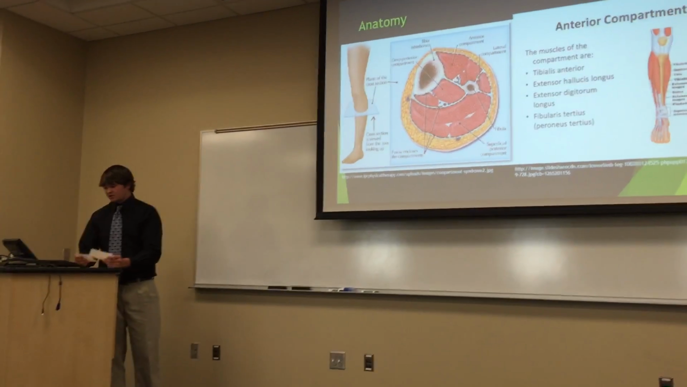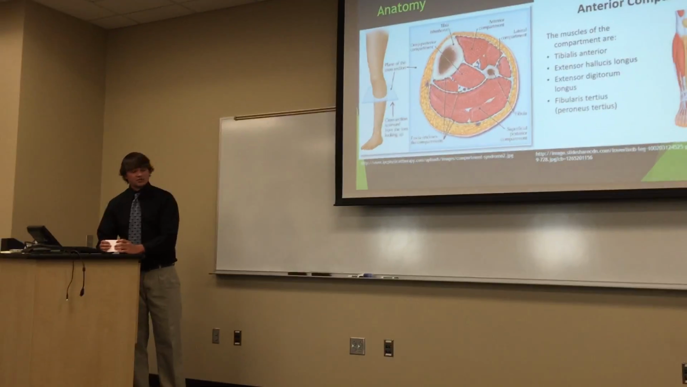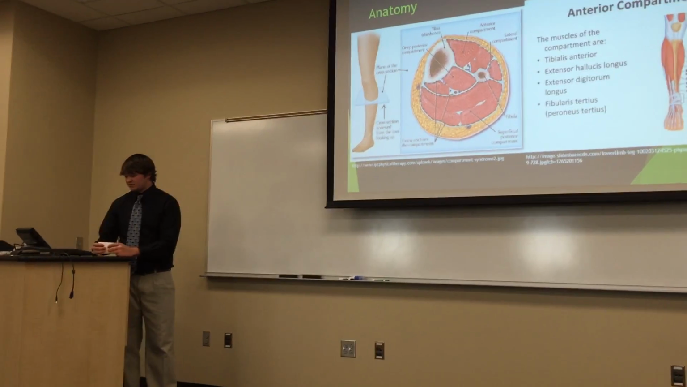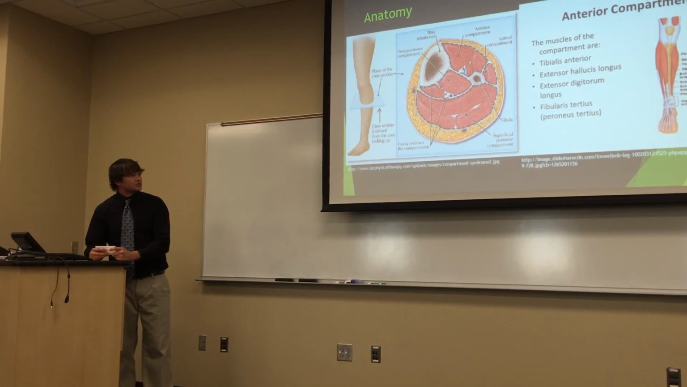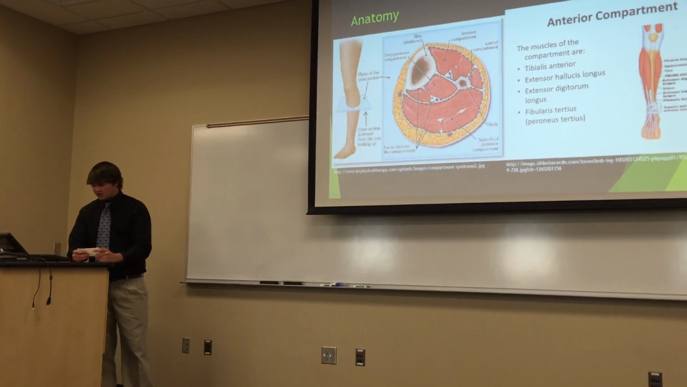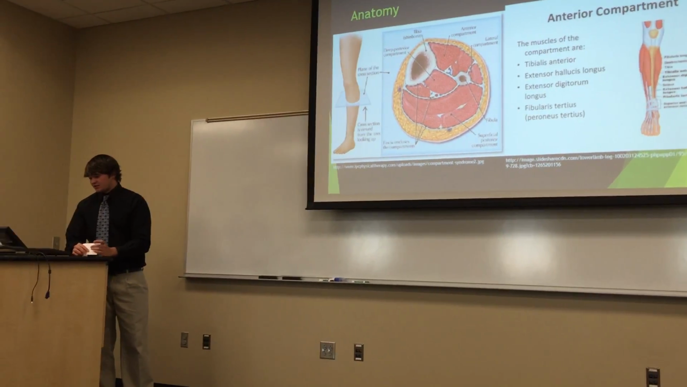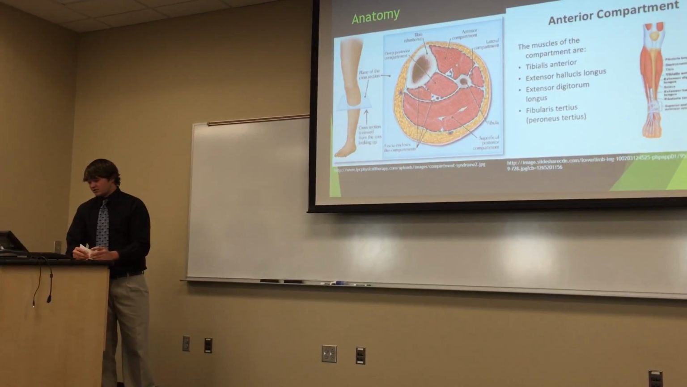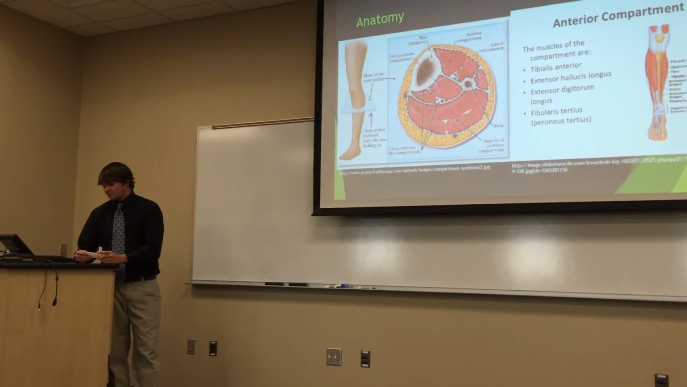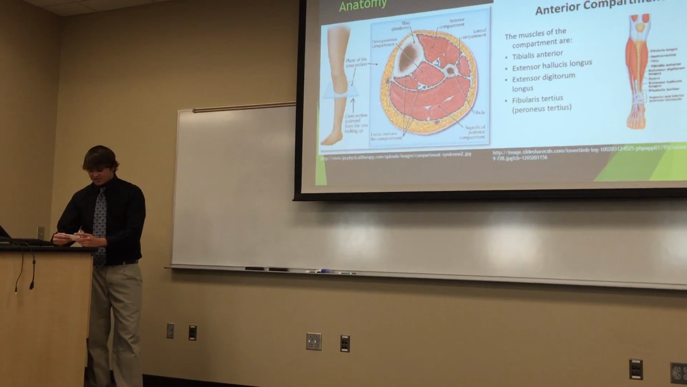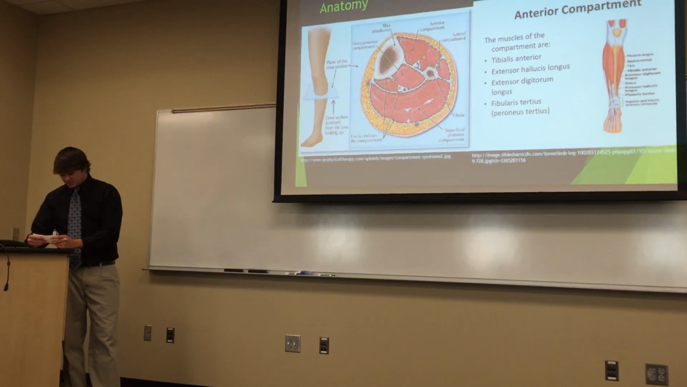So the anatomy that is important to this injury is obviously the tibia and fibula. Then the anterior compartment, which you can see is located in between the tibia and fibula, and then the tibialis anterior, and then the extensor hallucis longus, extensor digitorum longus, the peroneus tertius, as well as the anterior tibial artery and the deep peroneal nerve.